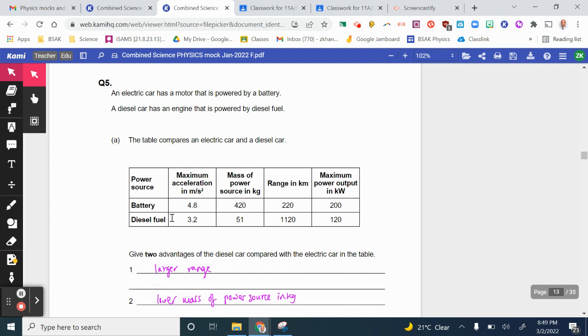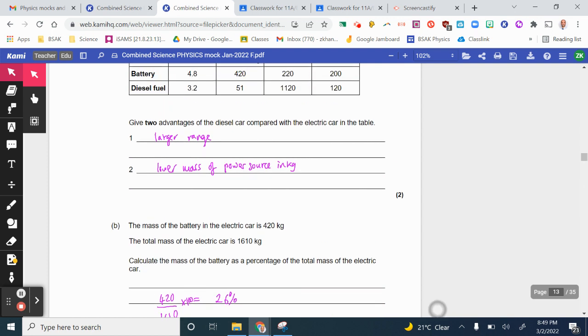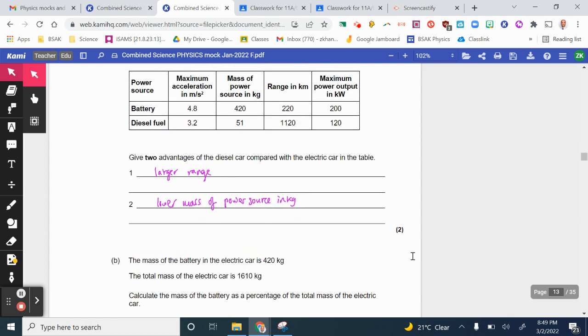So you can clearly see that the diesel car has a longer range. It can travel further. Okay, so 1,120 kilometers it can travel. And the other advantage, if you look at it, is the fuel is lower in mass. So the lower mass of the power source in kilograms, and that's your second advantage based on the information that's given to us in the table. That's what we are using.